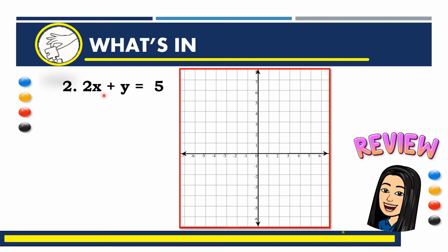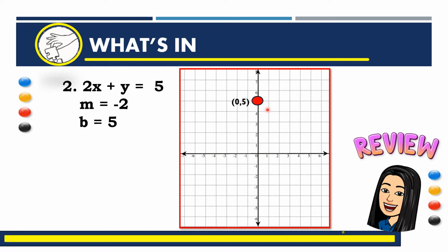Now let's have our second equation, 2x plus y is equal to 5, where our slope is equal to negative 2 and our y-intercept is equal to positive 5. Same as what we did in number 1, we are going to plot first the coordinate of our y-intercept. Our y-intercept is 5. What is the coordinate of this? Right, it is (0, 5). On the Cartesian plane, we have 0 as our x and 5 as our y. So we're going to plot (0, 5).